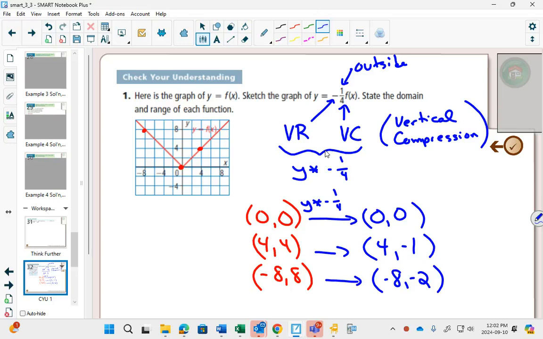So this is sort of the algebra part. I'm taking what I noticed. The algebra says you need to multiply your y coordinates by -1/4. The negative for the reflection, the 1/4 for the compression. Now, that's going to change point 0, 0 to 0, 0. Well, I guess that means it didn't change. But it's going to change the point 4, 4 to 4, -1. And it's going to change the point -8, 8 to -8, -2.